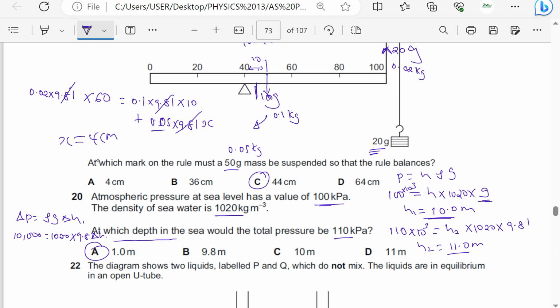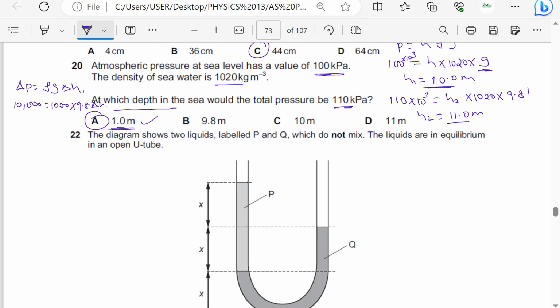At which depth in the sea would the total pressure be 10 kilopascals? Okay, so the answer is going to be 1 meter. At which depth? Because we get atmospheric pressure plus the pressure due to that depth. So the depth is going to be 1 meter. So the answer is A. I don't need to do another method here.